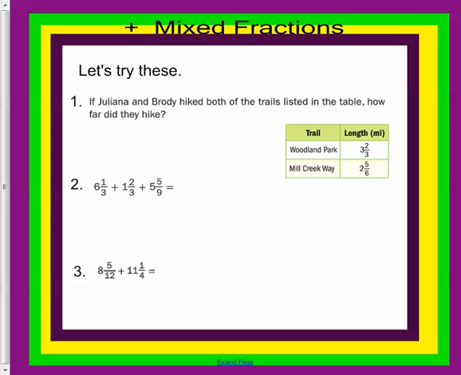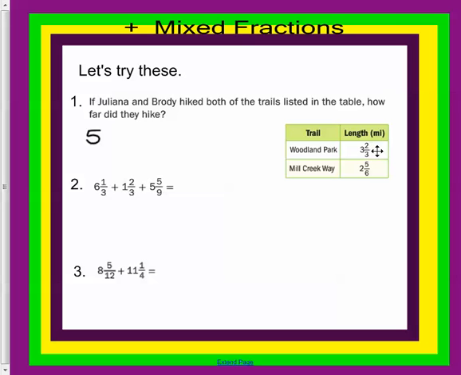Let's look at some more. Let's try these. If Juliana and Brody hiked both of the trails listed in the table, how far did they hike? Okay, so they want us to add these two fractions together. What do you notice? I notice that I have two whole numbers. Together they equal 5, 3 plus 2.